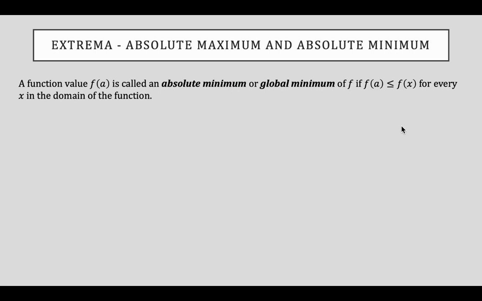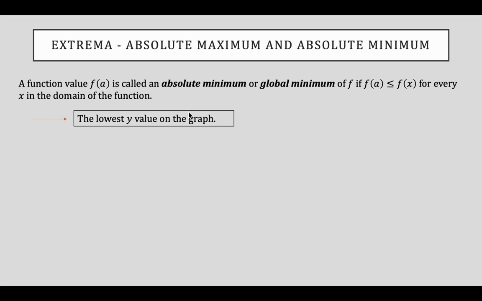Let's talk now about absolute maximum and absolute minimum values. A function value f of a, so again, we're talking about y values here, is called an absolute minimum or global minimum of f if f of a is less than or equal to f of x for every x in the domain of the function. What does this mean? The lowest value of y on the graph.